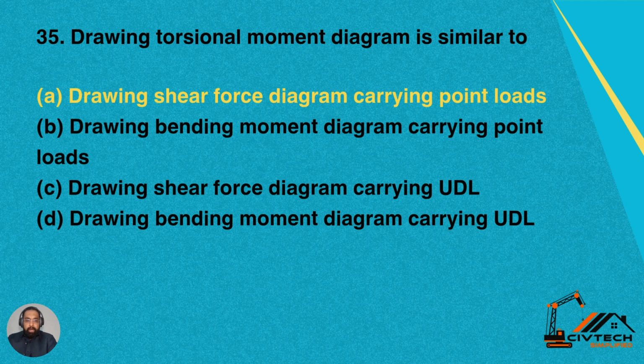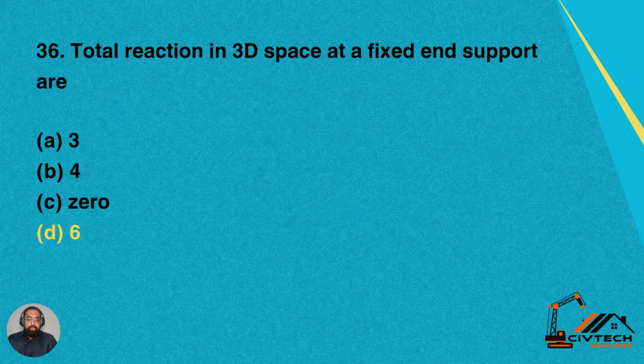Question 35. Drawing torsional moment diagram is similar to option A, drawing shear force diagram carrying point loads; B, drawing bending moment diagram carrying point loads; C, drawing shear force diagram carrying UDL; D, drawing bending moment diagram carrying UDL. So A is the correct option. Drawing torsional moment diagram is similar to drawing shear force diagram carrying a point load.